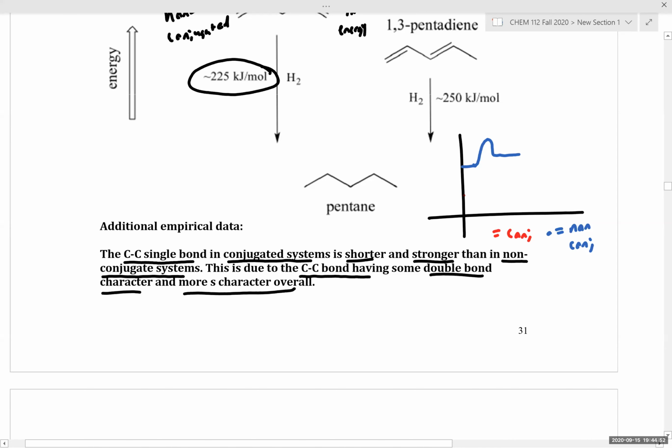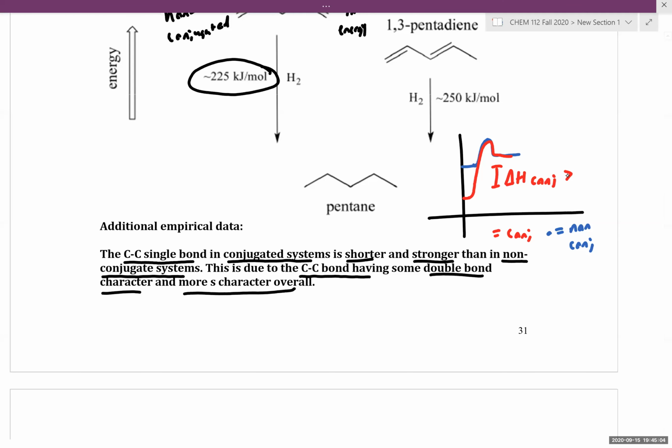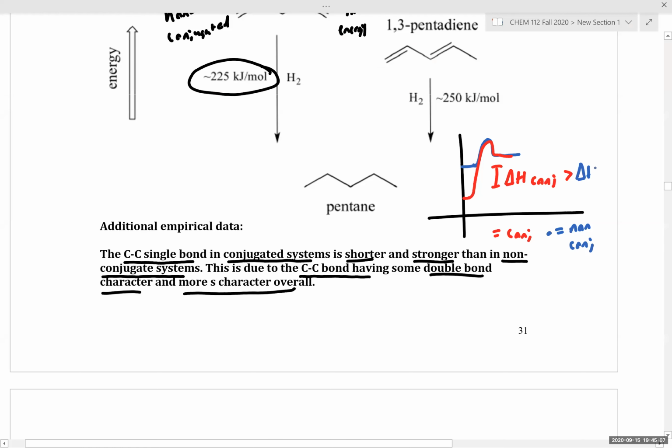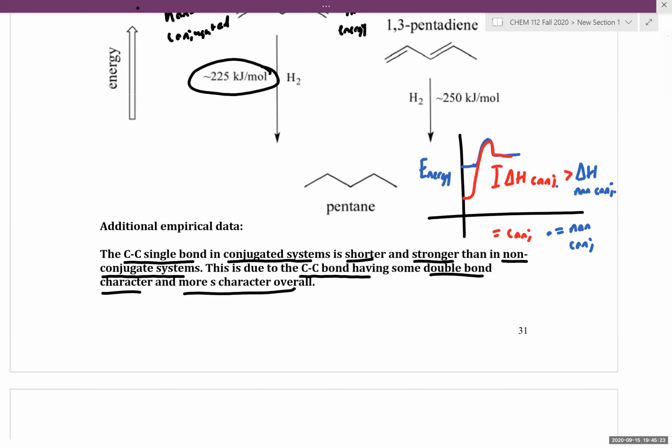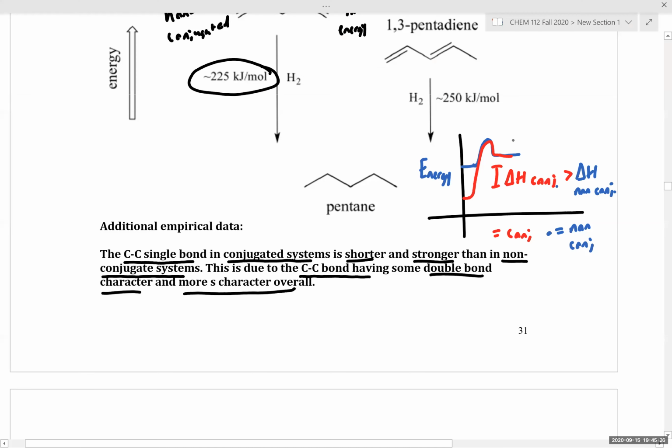The conjugated system is lower in energy. So when we generate the same product, the delta H for the conjugated system is going to be greater than the enthalpy for the non-conjugated system. And the reason for that is our conjugated system is lower in energy than the non-conjugated system. We're starting with different reactants and we're making the same product.